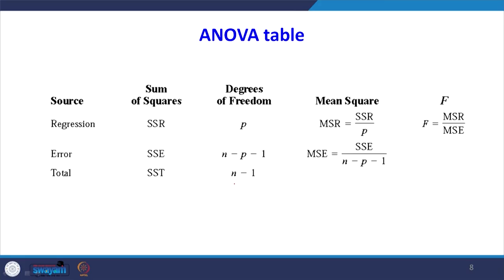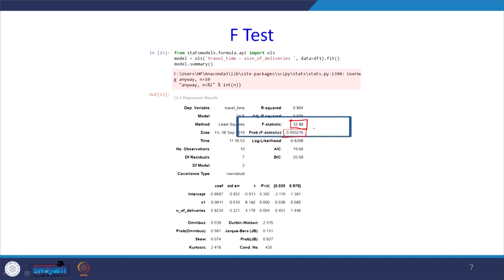For SST, the degrees of freedom is n minus 1. The degrees of freedom for SSE is n minus 1 minus p, that is n minus p minus 1. MSR equals SSR divided by p, and MSE equals SSE divided by n minus p minus 1. Finally, we get the F value. This F value is nothing but your 32.88.